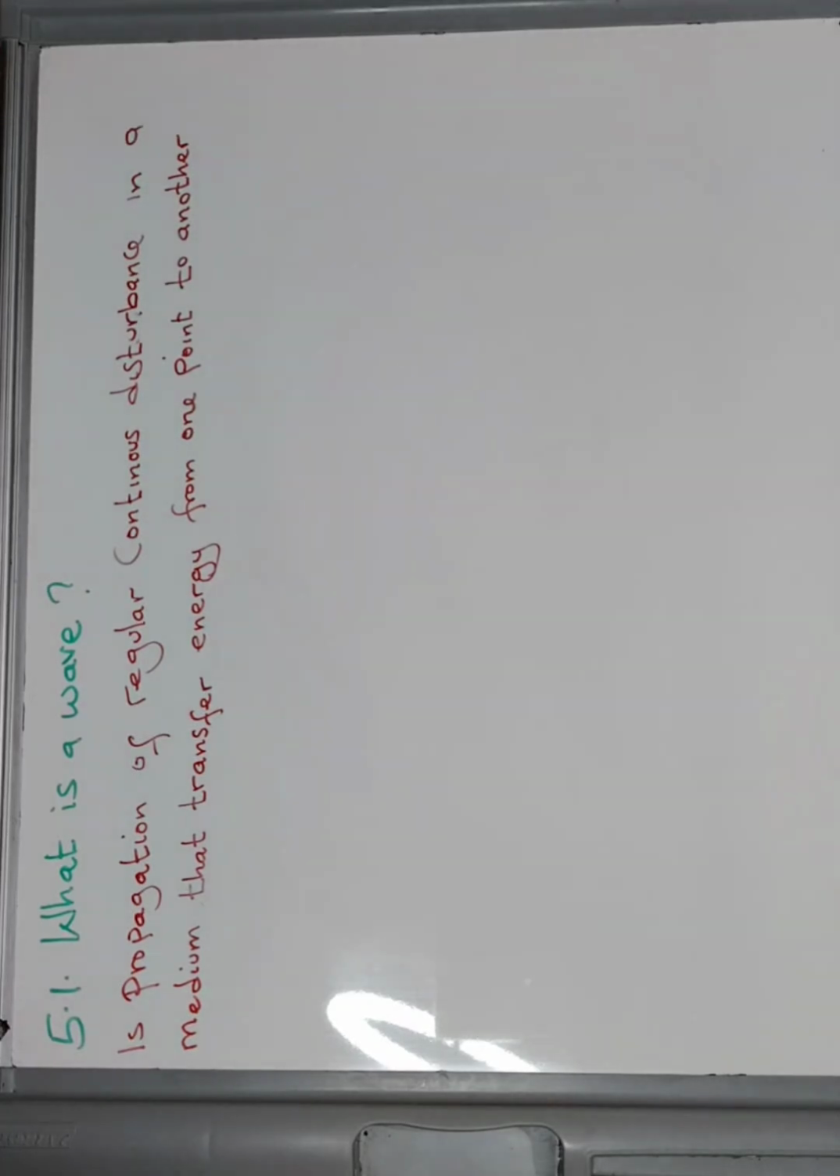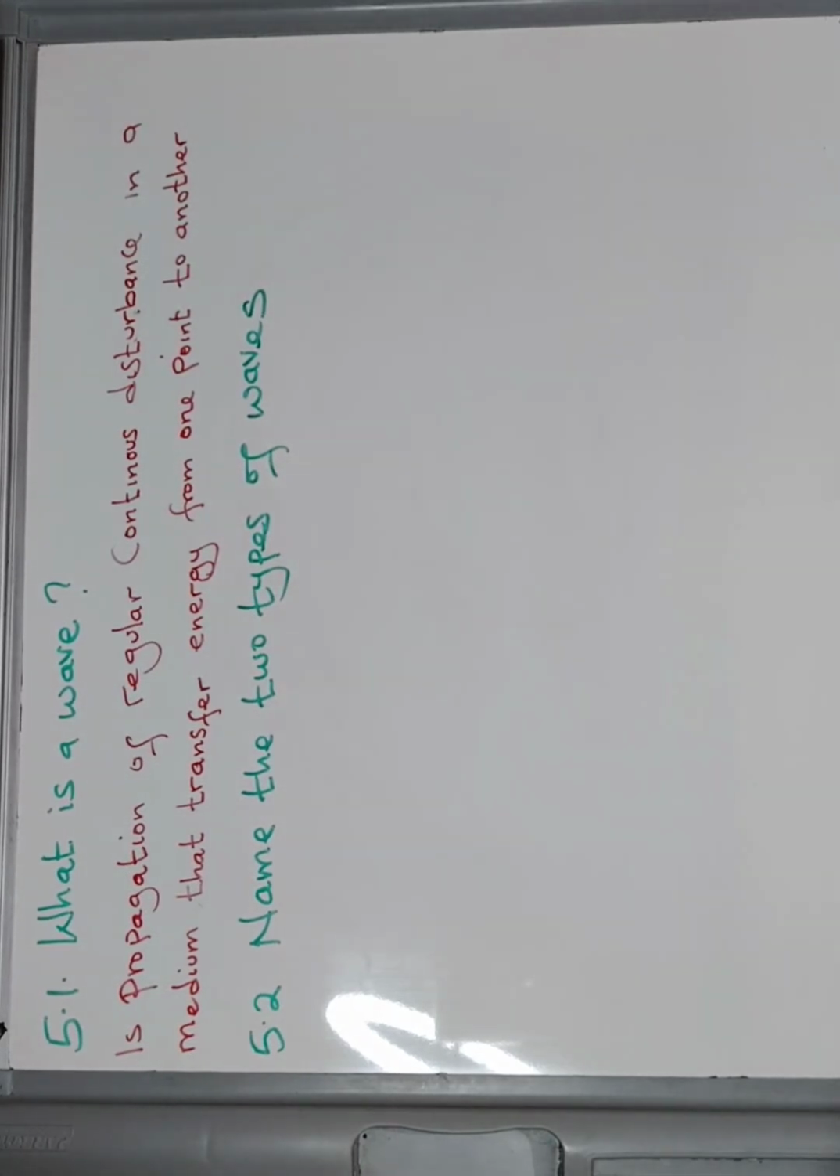So when you look at this definition, you see now the difference between a wave and a pulse. A pulse is not continuous, it's just a single disturbance. But this one is continuous. So that is that. Let's look at the next question.